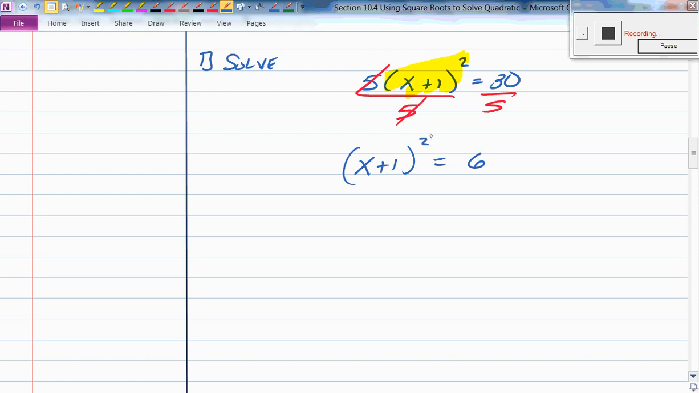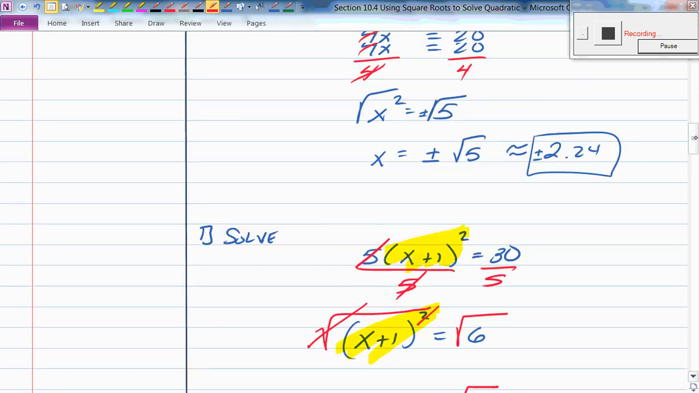Okay, now, have I isolated my squared term here? It doesn't look like it, but I have. I have something squared. It's isolated. So when I'm at this point, I can take the square root. Now the great thing about that is because when you take the square root of a number squared, they undo each other. So all you're left with is x plus 1 is now equal to plus or minus the square root of 6.